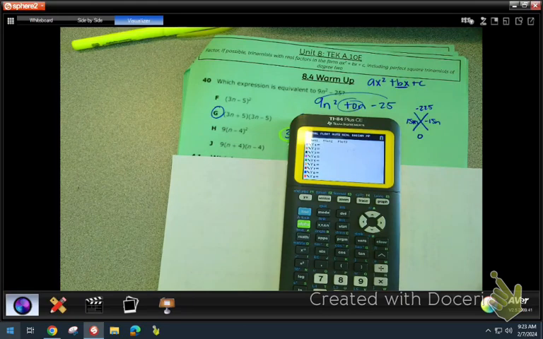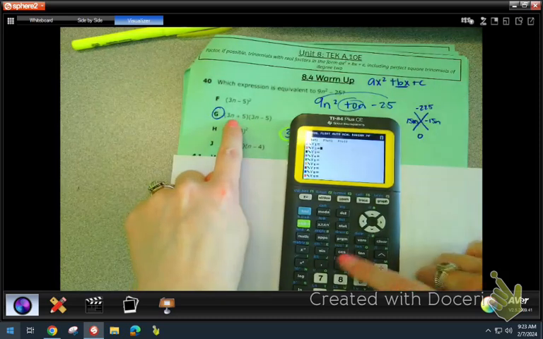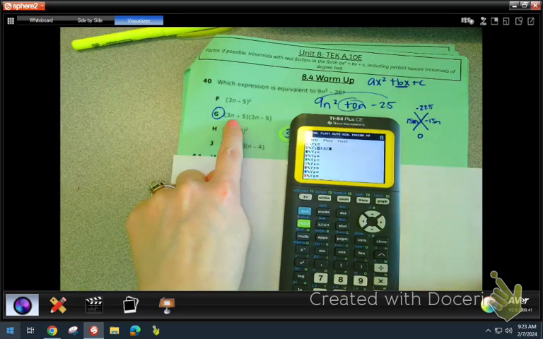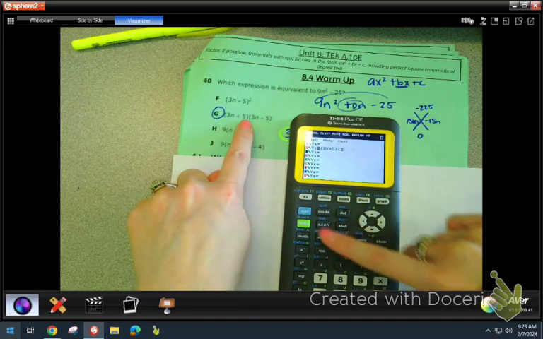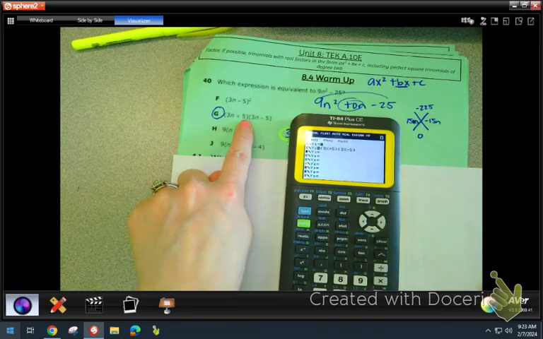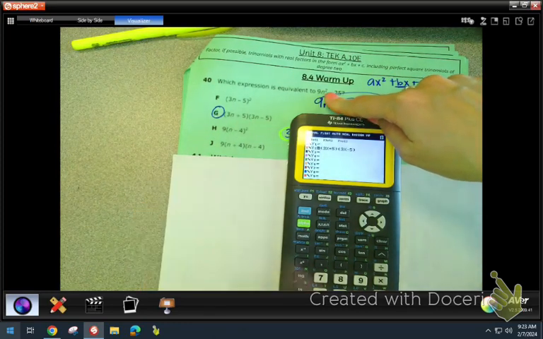Put the answer in it? Well, what do you put in it? You do put the answer in. I put the answer that I get in y2. So let's do 3x plus 5 and 3x minus 5. And then what would I put in y1? The equation. Put the original.